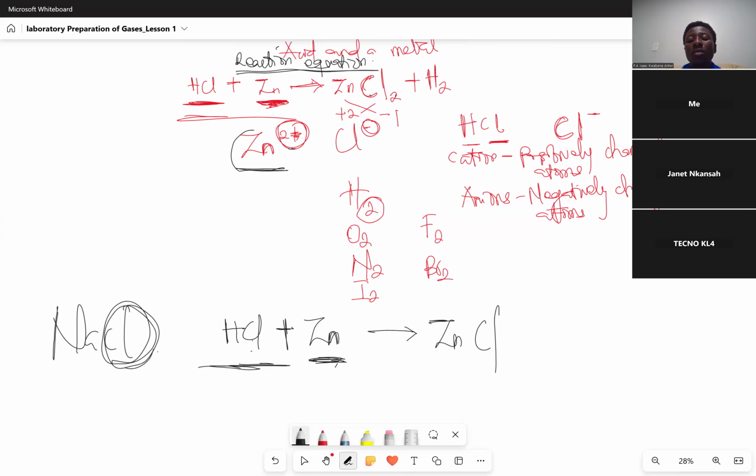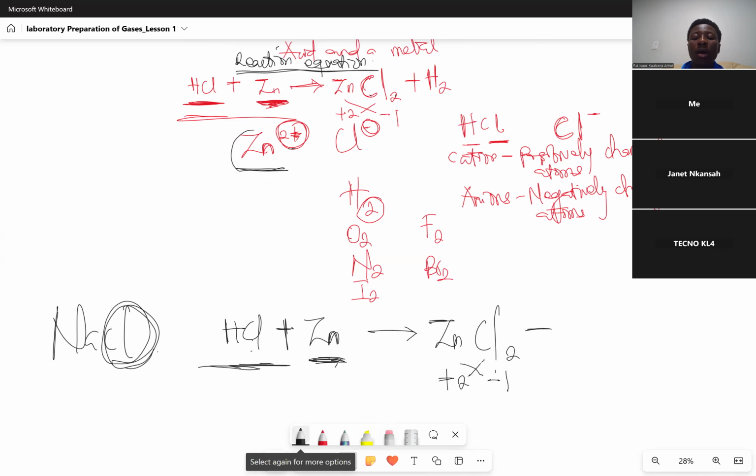Don't just join them without exchanging their charges. So the charge for zinc is +2, the charge for chlorine is -1. So when you are marrying them, make sure you interchange the charges. So zinc will come for 1, so it will be Zn1. Cl will come for 2, Cl2. Forget about the sign, like plus or minus.